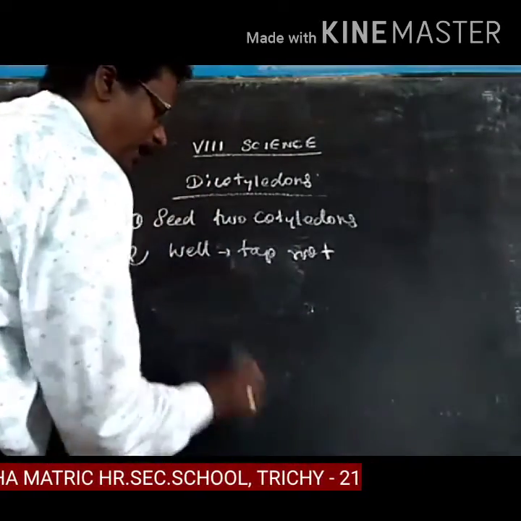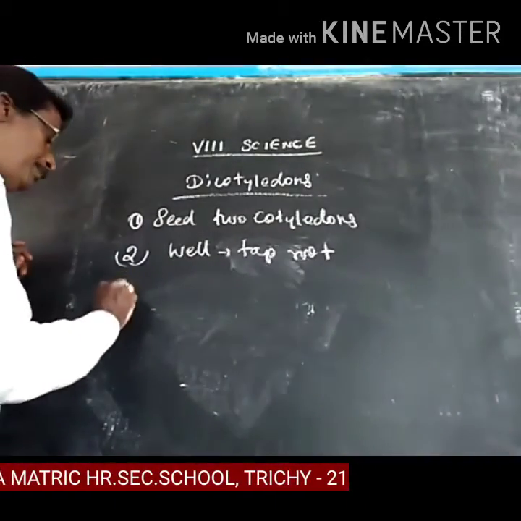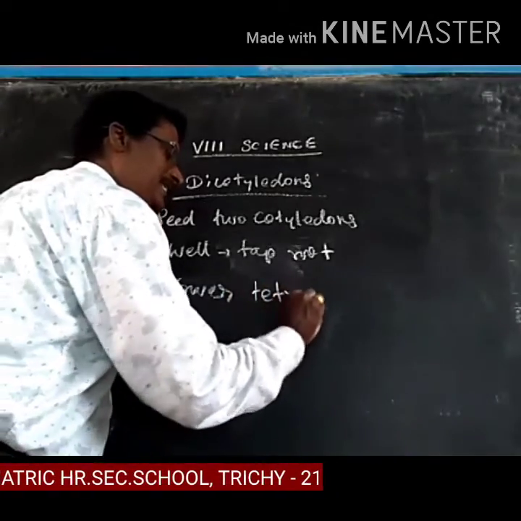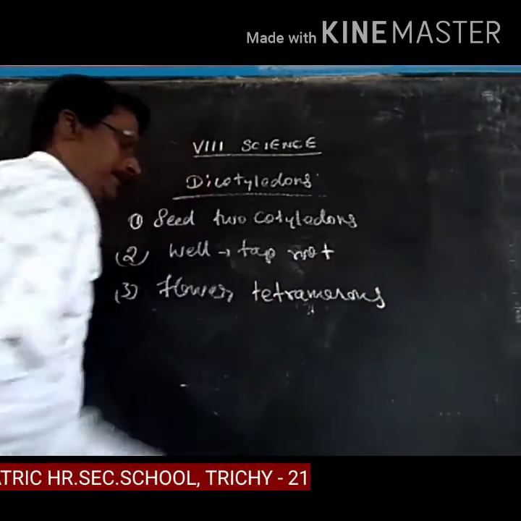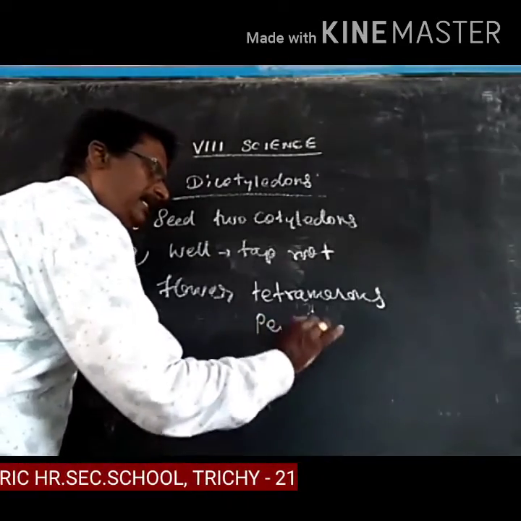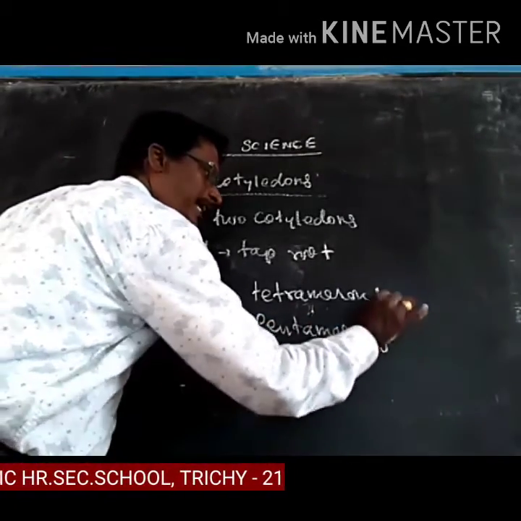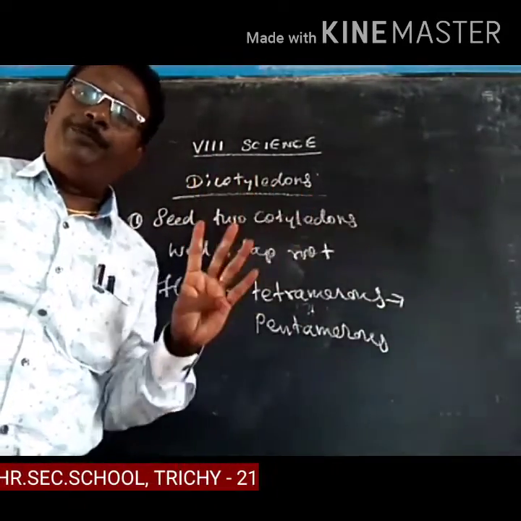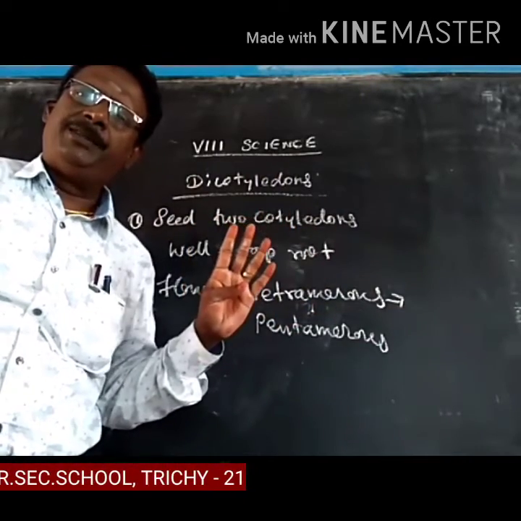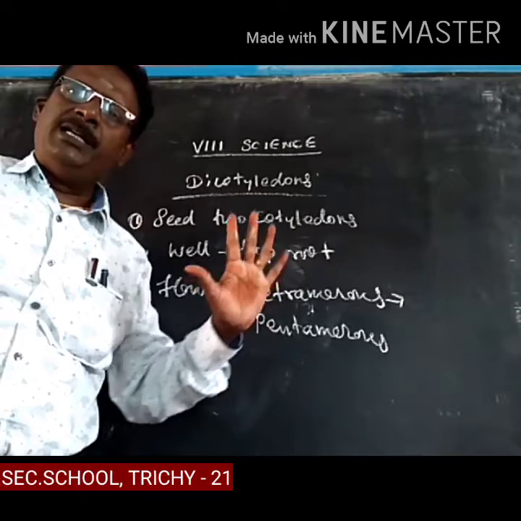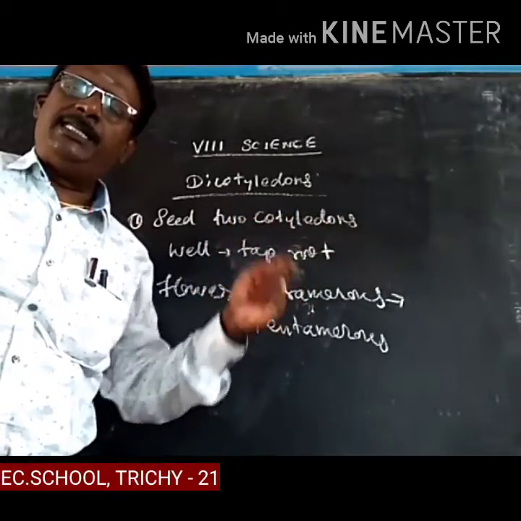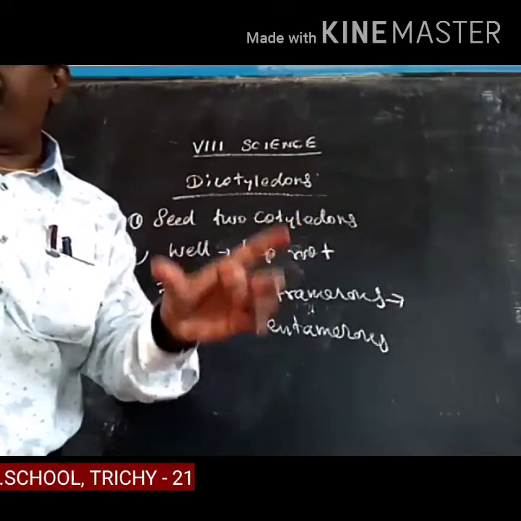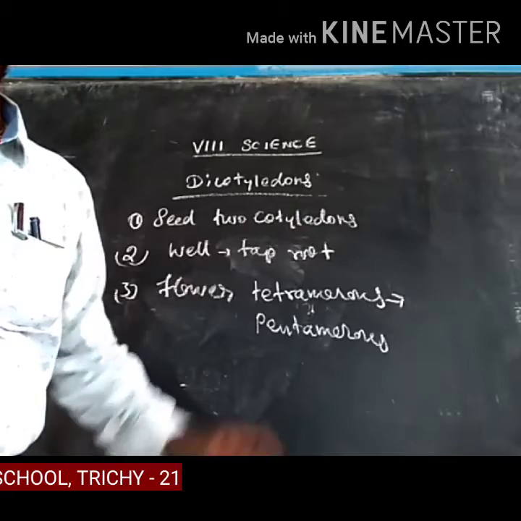The third point, the flowers are tetramerous or pentamerous. Tetramerous means the floral parts are in 4 or multiples of 4. Pentamerous means 5 or multiples of 5. It is a characteristic feature of a dicotyledon.